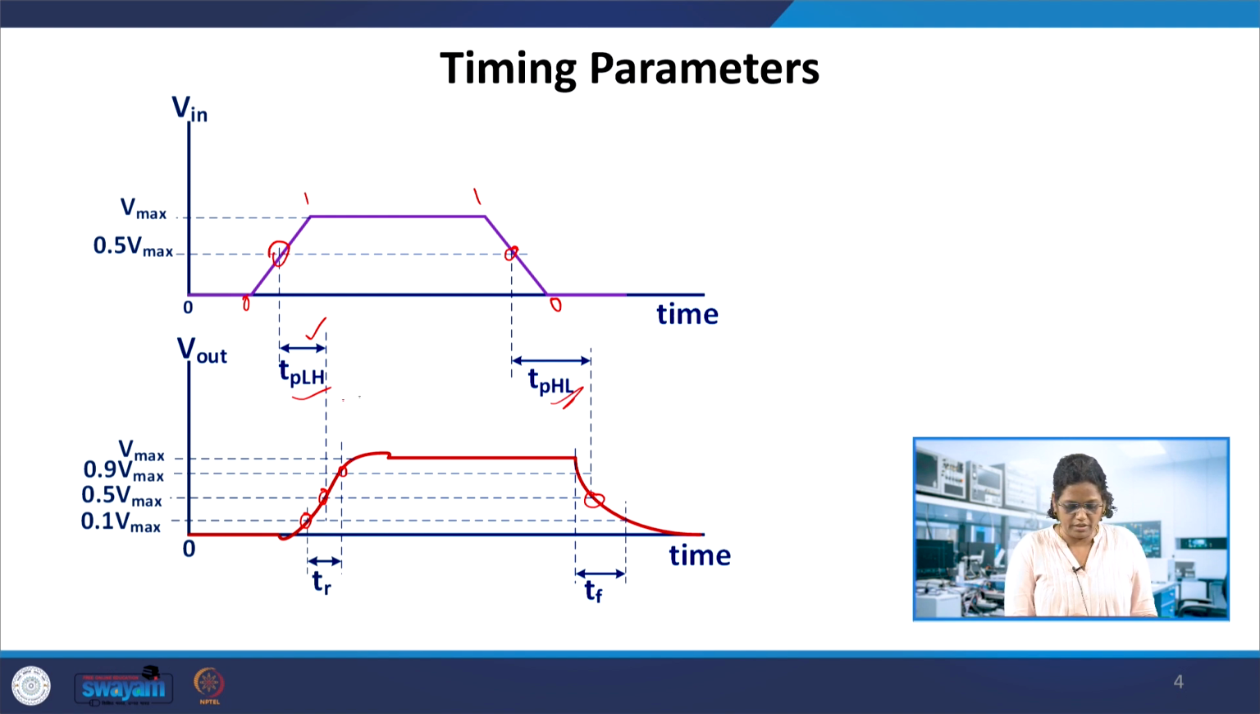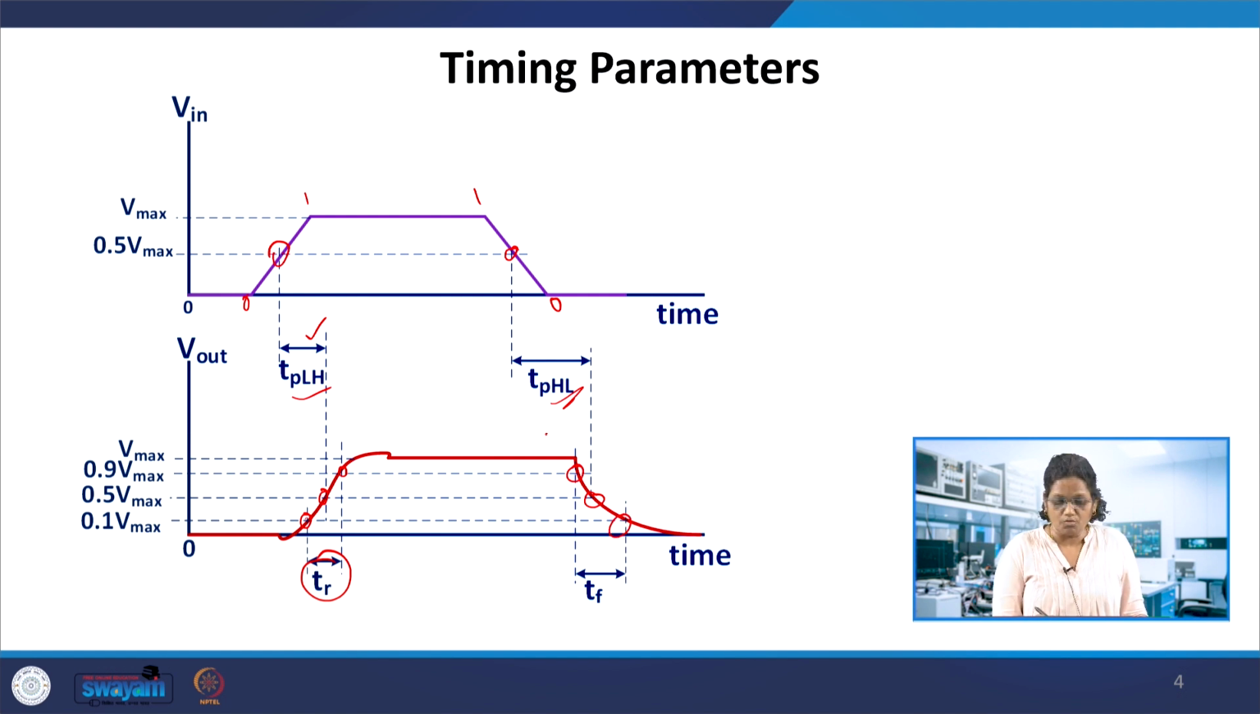Propagation delay has LH and HL components, which depend on the output. Rise time, as we said, is from 10% of the maximum value to 90% of the maximum value, that is 0.1 Vmax to 0.9 Vmax. This is TR.